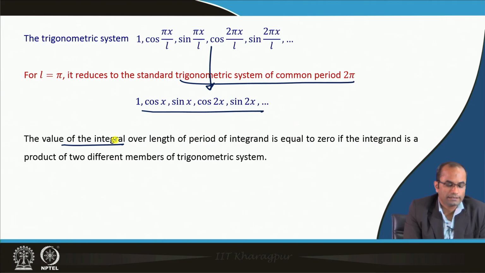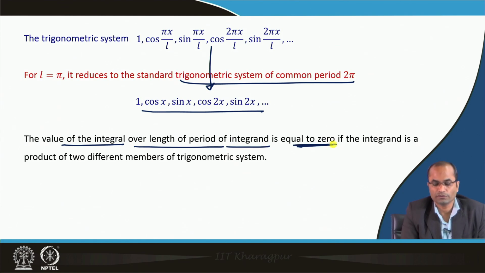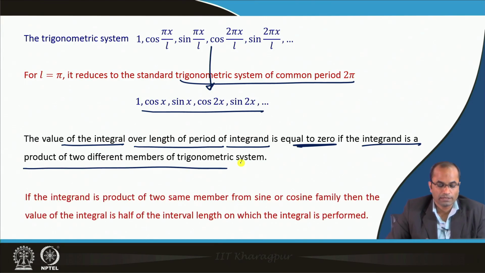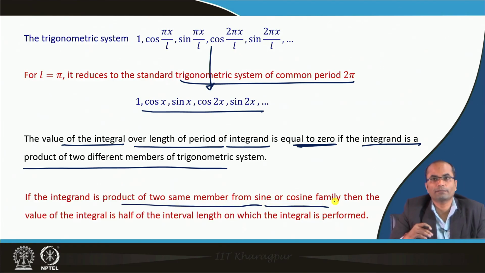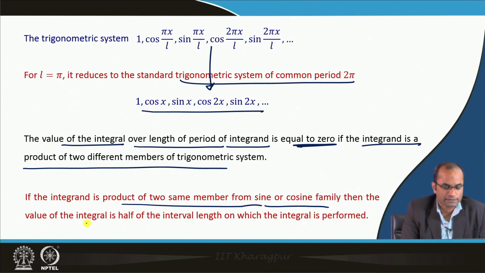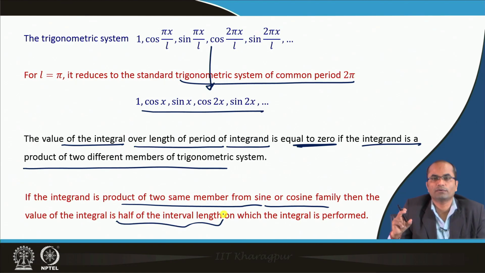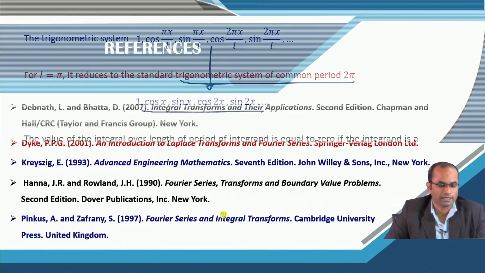And the value of the integral, which was the earlier result we just discussed, over the length of the period of the integrand is equal to 0 if the integrand is a product of two different members of the trigonometric system. If the product is from the same member of the sine or the cosine family, so we are talking about sin x sin x or sin 2x sin 2x, in that case the value is half of the interval length. So, if we are talking about minus L to L, the value will be L, or if we are talking about minus pi to pi, the value will be pi. This is what we have seen.